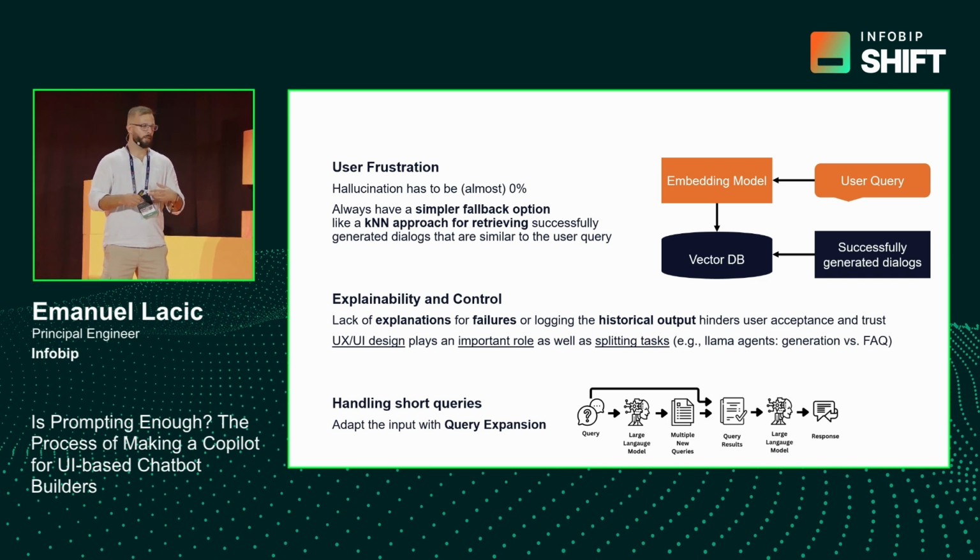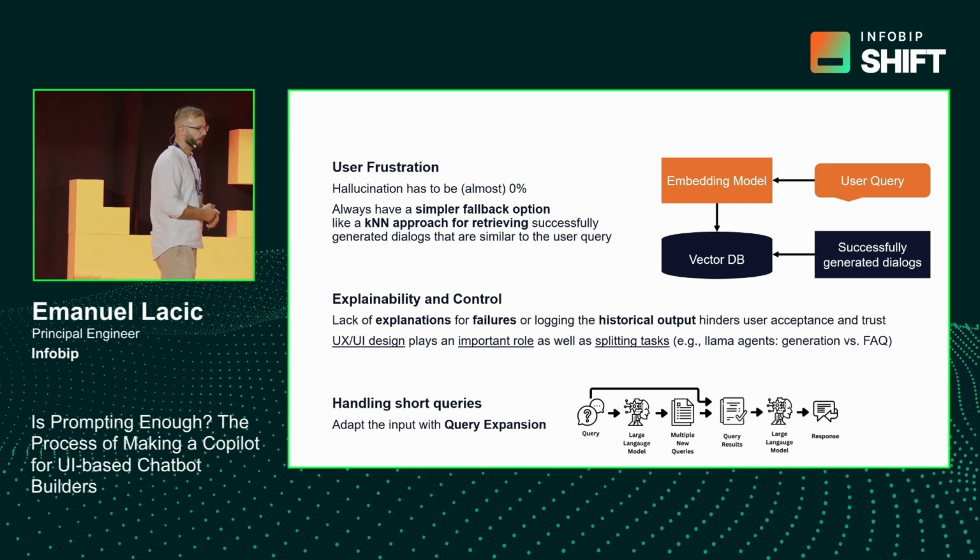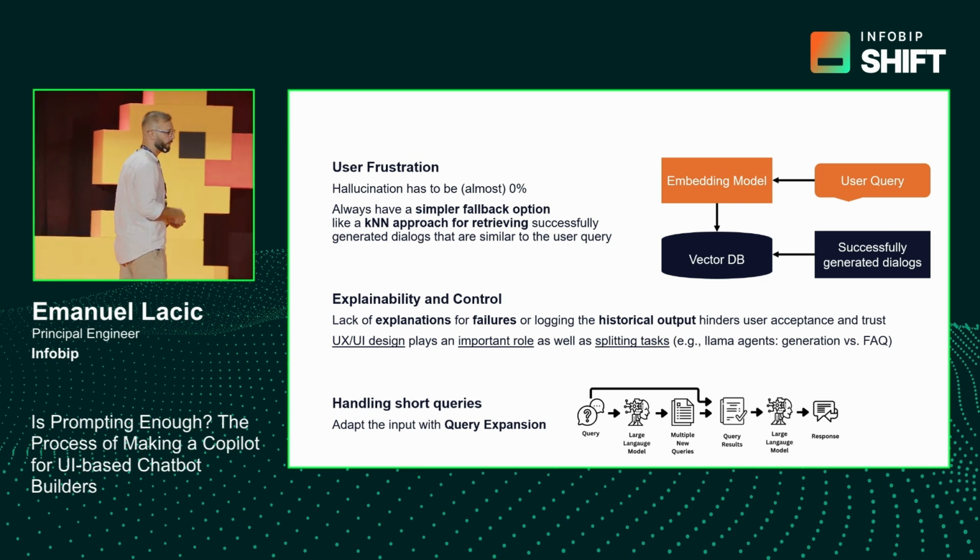For instance, you should have at least a fallback option, like a KNN approach, where, given a user query, maybe you have some kind of vector database with successfully generated dialogues or some other caches, where you say, okay, now I can at least generate something which is meaningful to that query. At least show the user something, because if the users are frustrated, they're just going to give up. They're not going to even generate the data that you may need later to make this a final and better product.